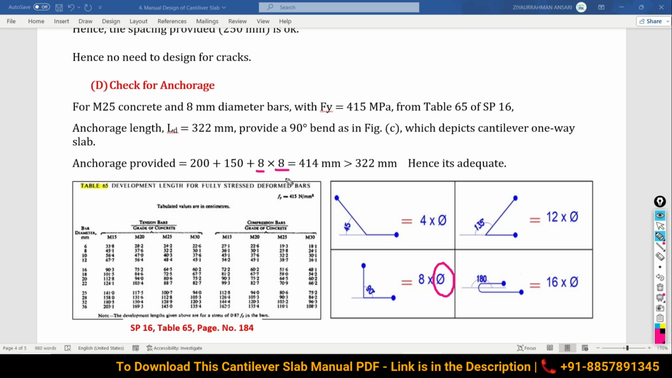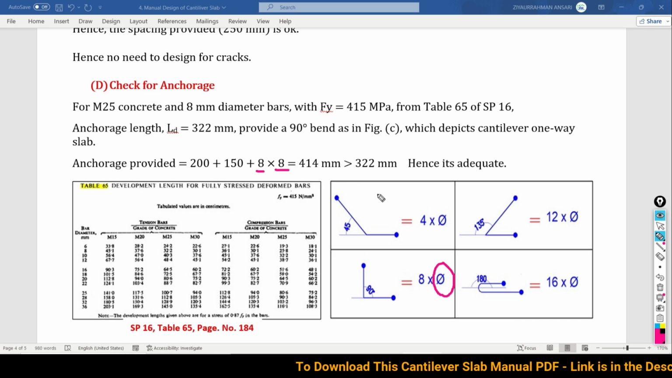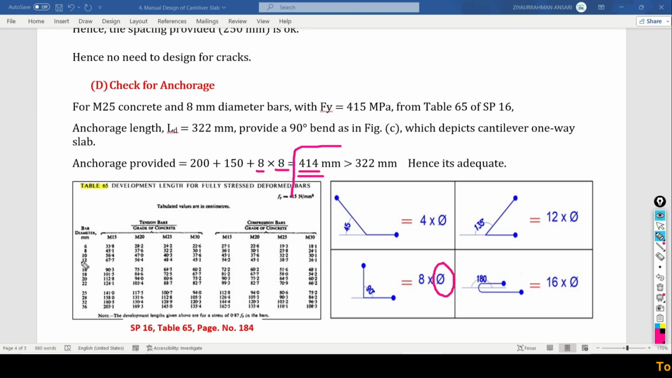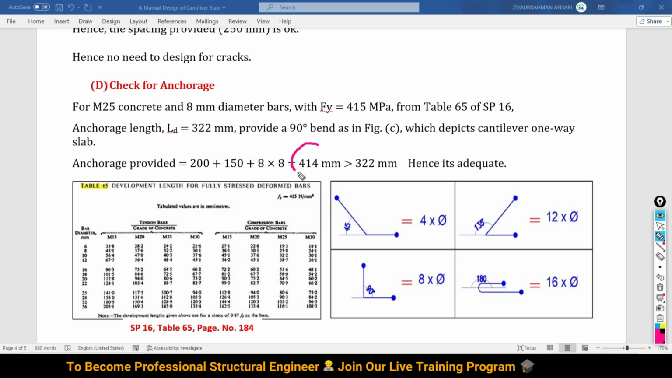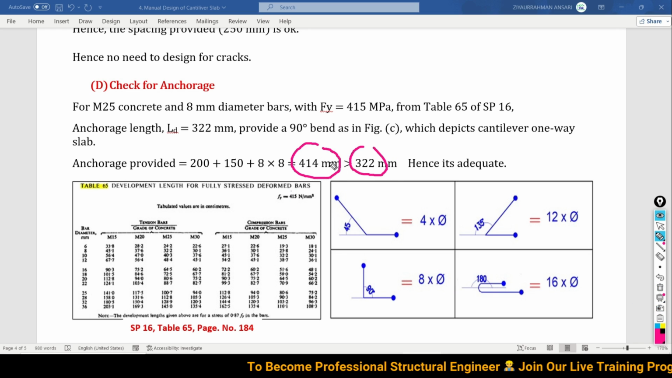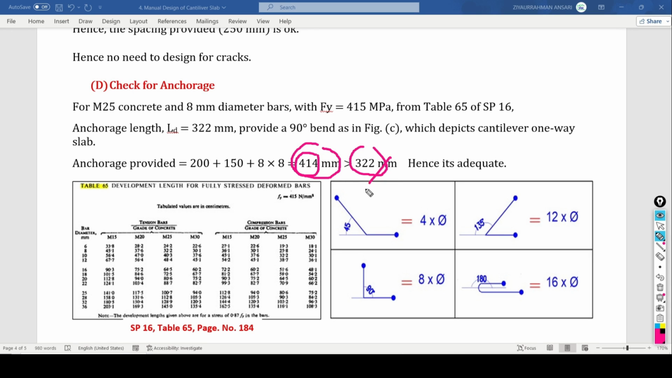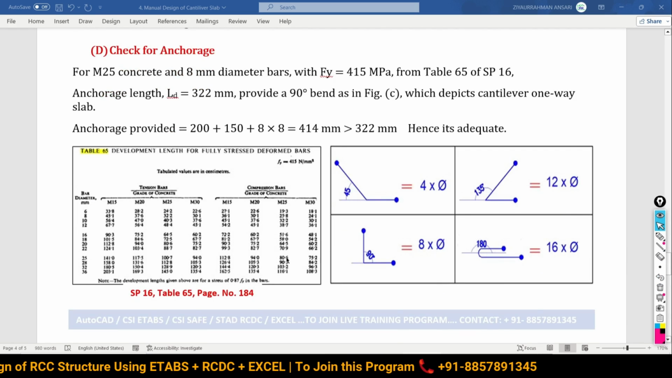So after doing this calculation, available span or available length for anchoring the bar is 414. And as per the codal recommendation, you should have the minimum anchorage running length at least 322. So it's a good thing we are having more space in comparison to the demand. So we can extend the bar up to 414, and we are anchoring the bars to 414. That is more than the required, hence it is adequate. Proper anchorage length is available, so there is no possibility of slip and failure due to this anchorage.